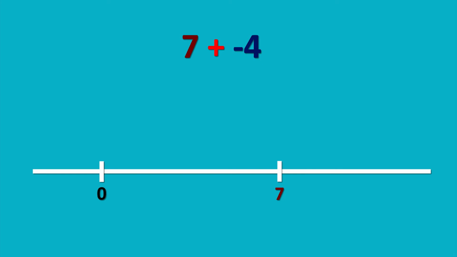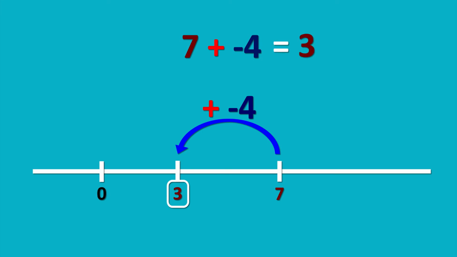So instead of going to the right this time, we're going to the left, and that takes us to 3. 7 plus -4 is equal to +3. There's actually a shortcut for thinking about this. When you're adding a negative, that's the same as just subtracting a positive number. So I could have written this as 7 take away 4, which again is equal to 3. So when we add a negative, that is the same as subtracting.